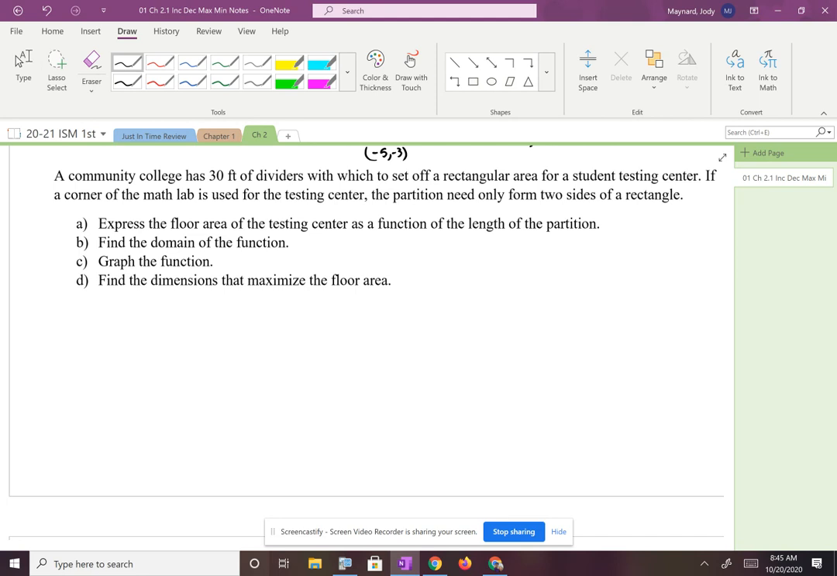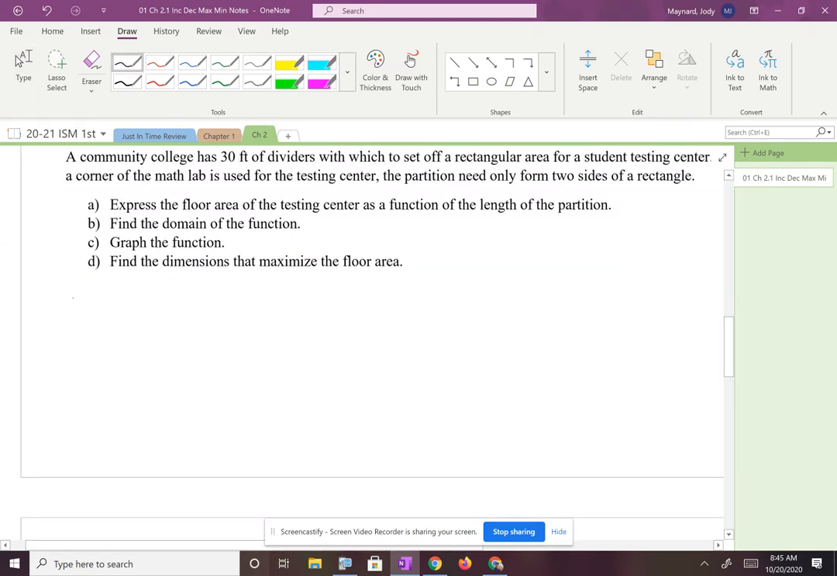If we don't know what to do, draw a picture. So here's my picture, right? There's the math lab, okay? It's saying that we want to create a testing center within this room. So it's saying we need to make dividers like this in my little blue area, okay? So this is a wall, and this is a wall.